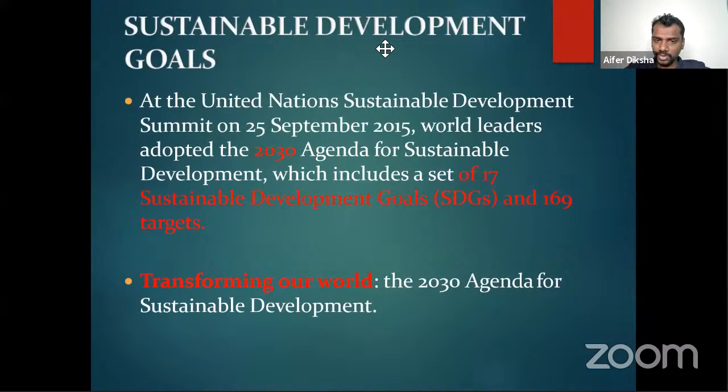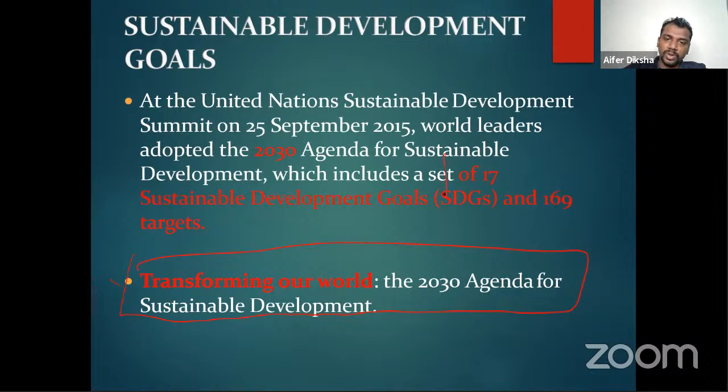So next we have Sustainable Development Goals, adopted in 2015, came into force in 2016 to 2030. The Sustainable Development Goals, we also say it as Transforming Our World: the 2030 Agenda for Sustainable Development. Sometimes they ask the question, Transforming Our World, the 2030 Agenda, what is the outcome? I will say it's Sustainable Development Goals.